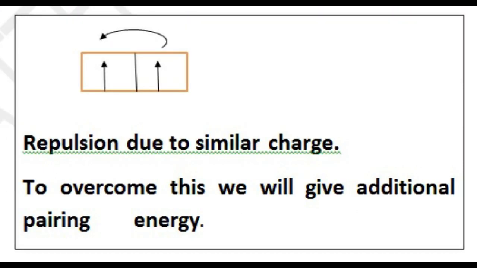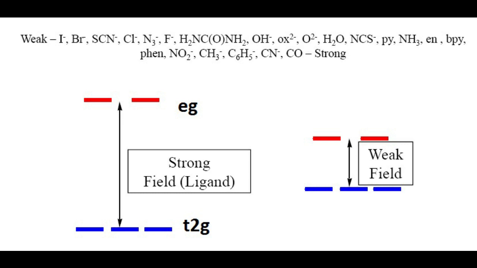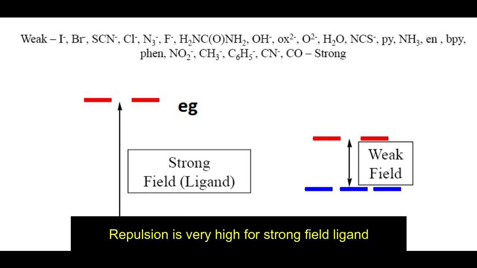So why do we need the pairing energy? We need the pairing energy because of the repulsion of the electrons due to the similar charge. Now they are becoming a pair, so to overcome this repulsion we give additional pairing energy. The repulsion between the eg state and the t2g state for a strong field is very high, so the value of delta naught is very high. Similarly, for a weak field, it is low.